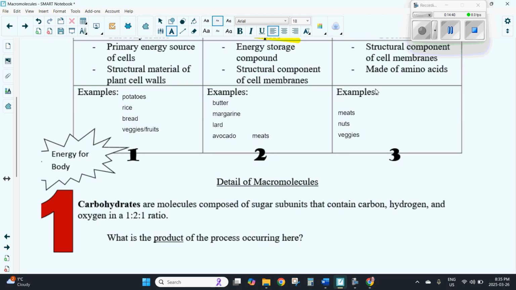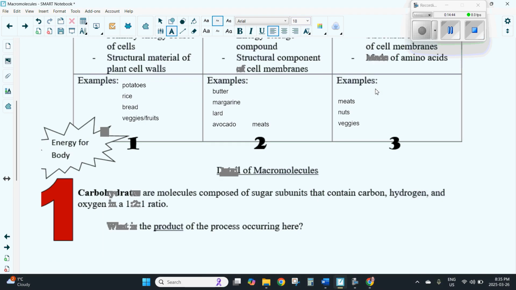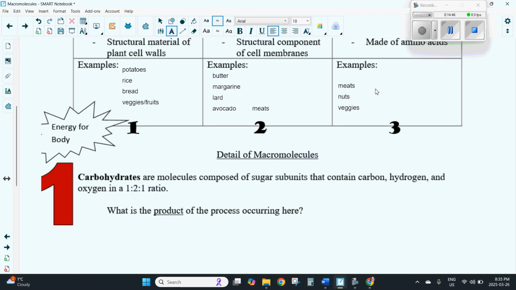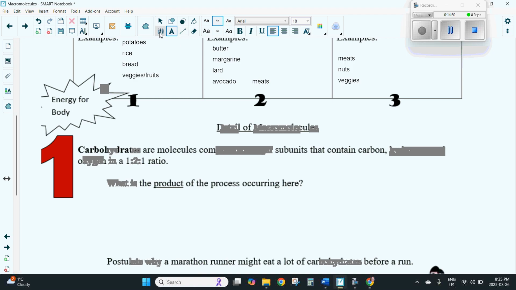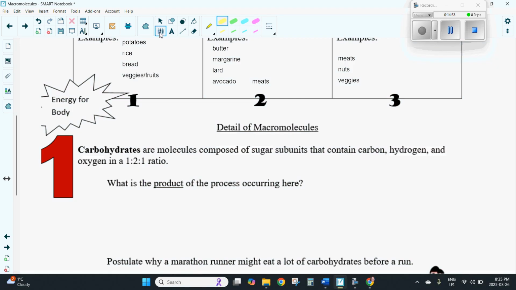I've broken down our notes into the details of carbohydrates, proteins, and lipids. Our first macromolecule that we're going to focus on is the one that our body wants to use as priority, which is your carbohydrates. Carbohydrates are molecules that are composed of sugar subunits. This is important. They contain carbon, hydrogen, and oxygen in a 1 to 2 to 1 ratio. That means for every 1 carbon, we have 2 hydrogens to 1 oxygen.